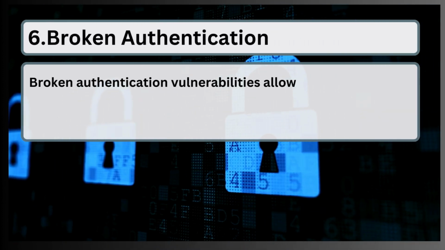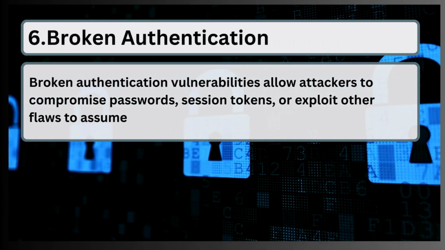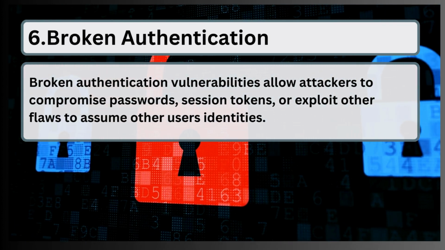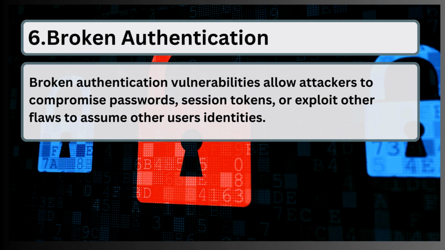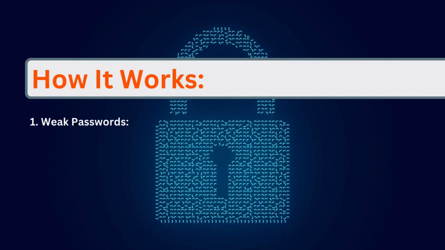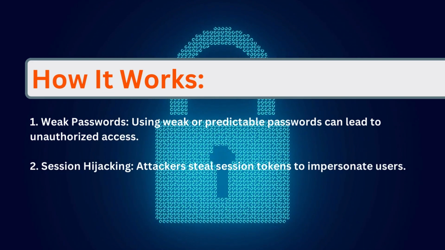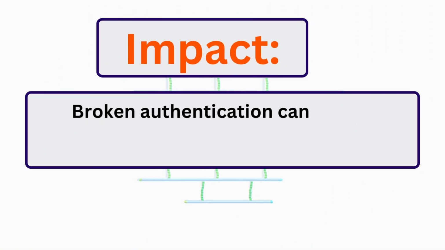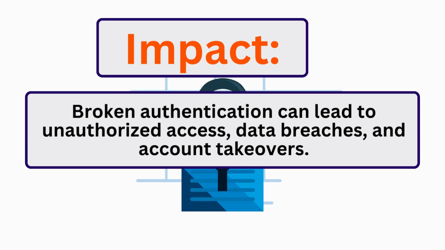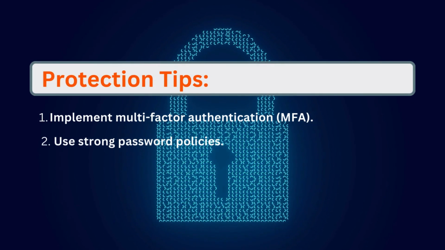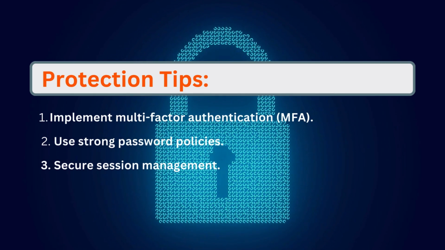Sixth, broken authentication. Broken authentication vulnerabilities allow attackers to compromise passwords, session tokens, or exploit other flaws to assume other users' identity. How it works? Weak passwords. Using weak or predictable passwords can lead to unauthorized access. Second, session hijacking. Hackers steal session tokens to impersonate users. Impact. Broken authentication can lead to unauthorized access, data breaches, and account takeovers. Protection tips. Implement multi-factor authentication. Use strong password policies. Secure session management.